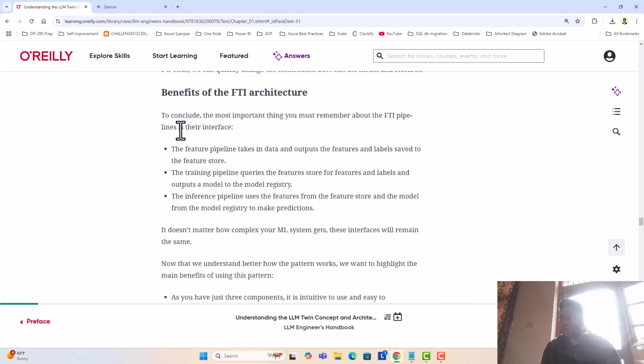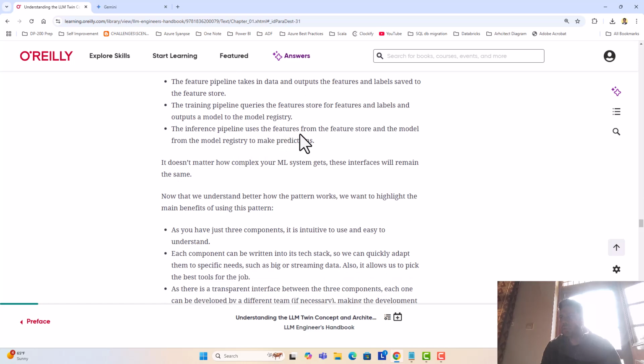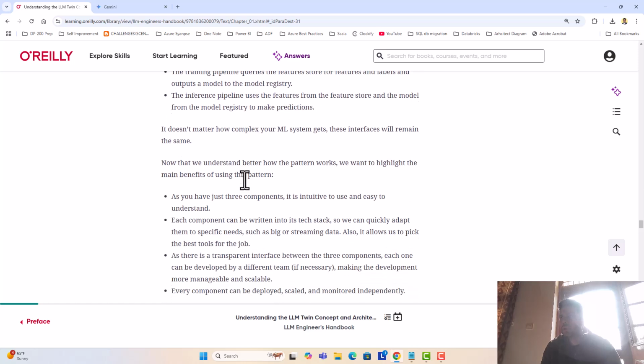The most important thing that you must remember about the FTI pipelines is the interface. The feature pipeline takes in data and outputs the features and labels saved to the feature store. The training pipeline queries the feature store for features and labels and outputs a model to the model registry. The inference pipeline takes the features from the feature store and the model. It doesn't matter how complex your ML system gets, these interfaces will remain the same.